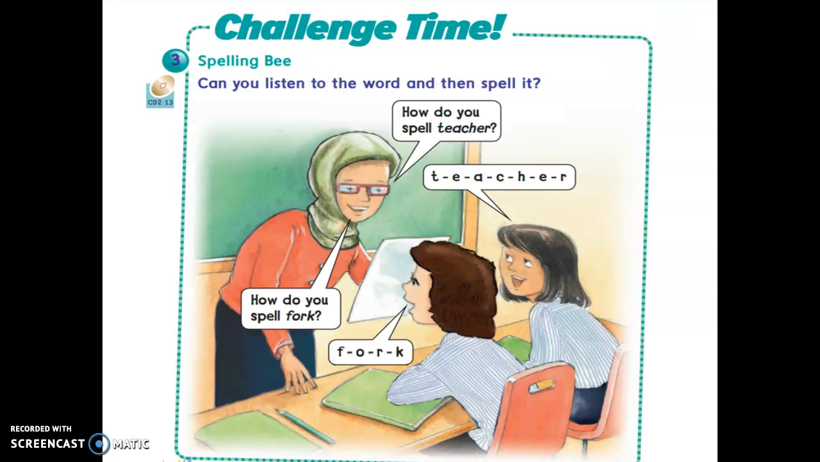Now, listen, please. Challenge time. Exercise 3. Spelling bee. Can you listen to the word and then spell it? First pair. Are you ready? Let's start. How do you spell fork? F-O-R-K. That's right. So, my superstars, we will play this game together in my virtual class.